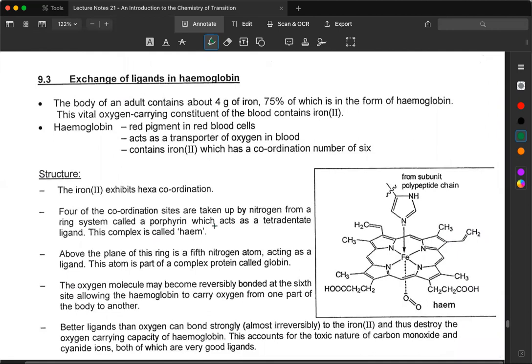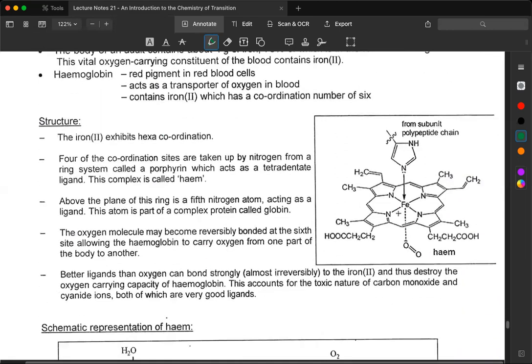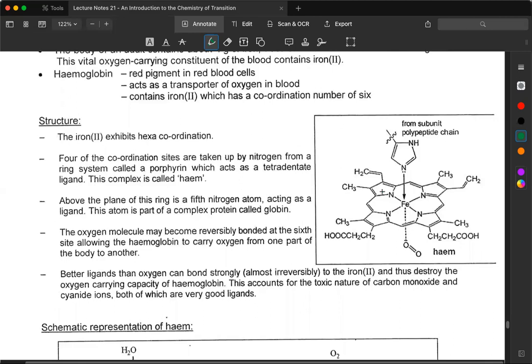So the body of an adult contains about 4 grams of iron, 75% is in the form of hemoglobin. Hemoglobin is a red pigment in red blood cells. It transports oxygen and has iron(II), which has a coordination number of 6. So these are just the ligands. The iron(II) exhibits hexa coordination. 4 of the coordination sites are taken up by nitrogen from a ring system of porphyrin, which acts as a tetradentate ligand. So it's just one ligand but forms 4 bonds.